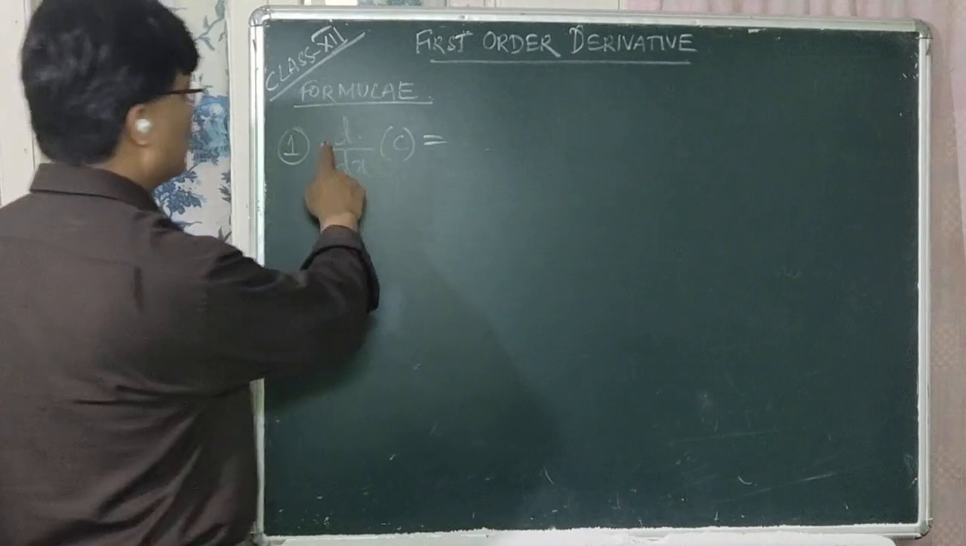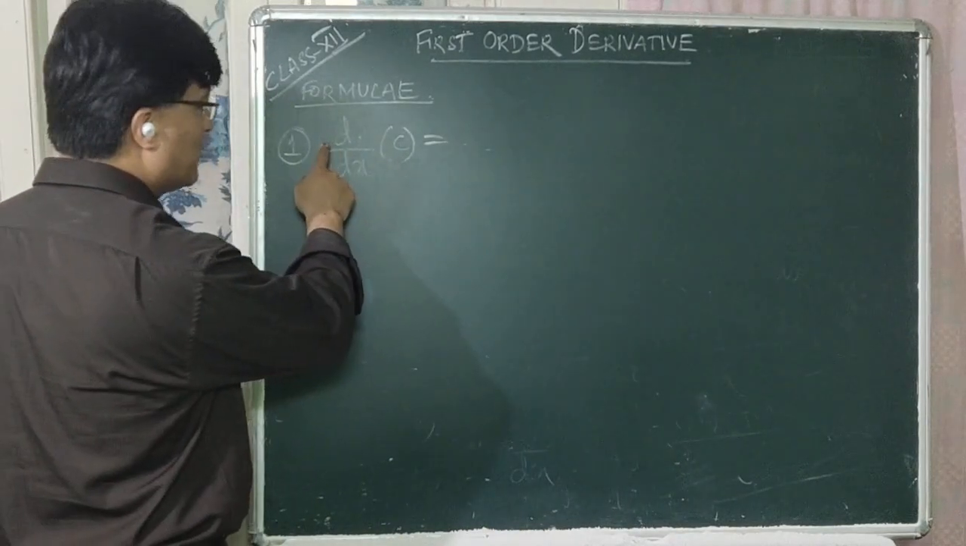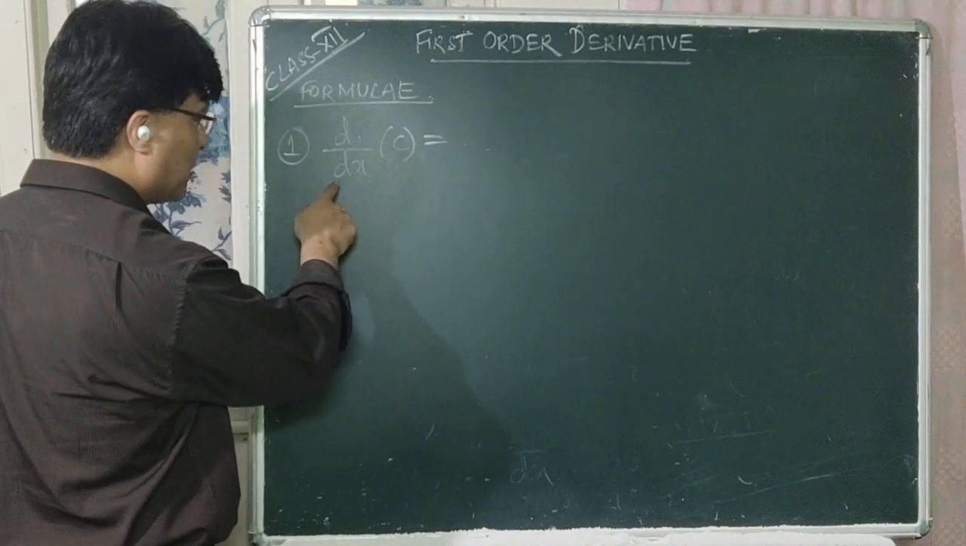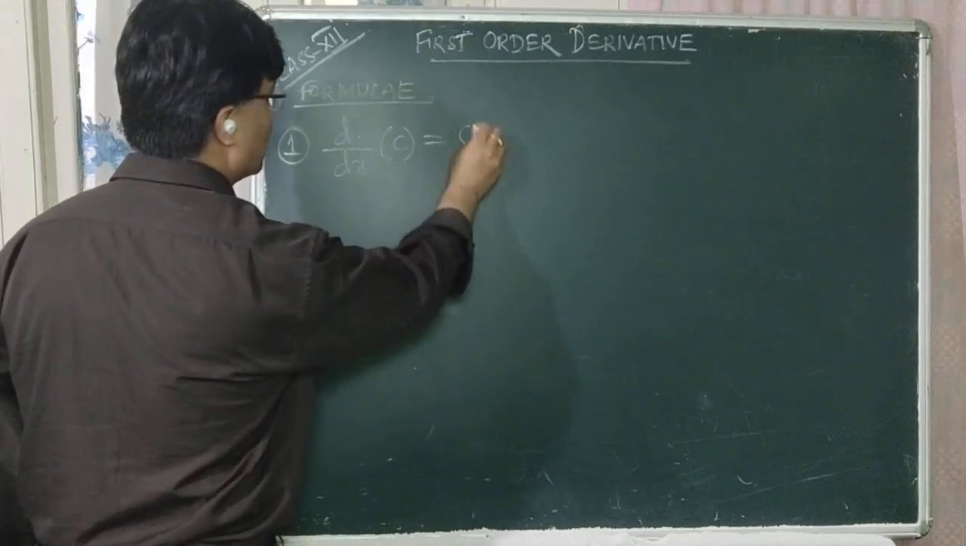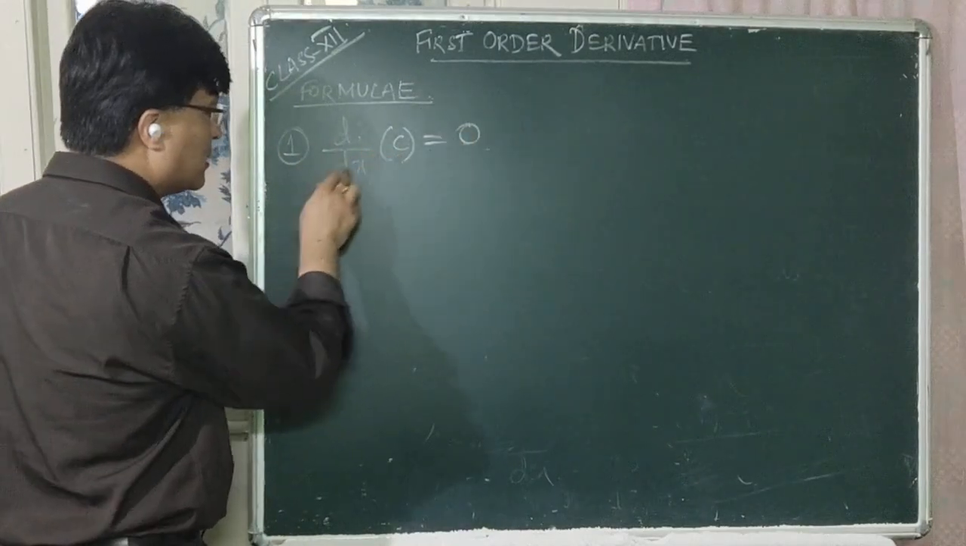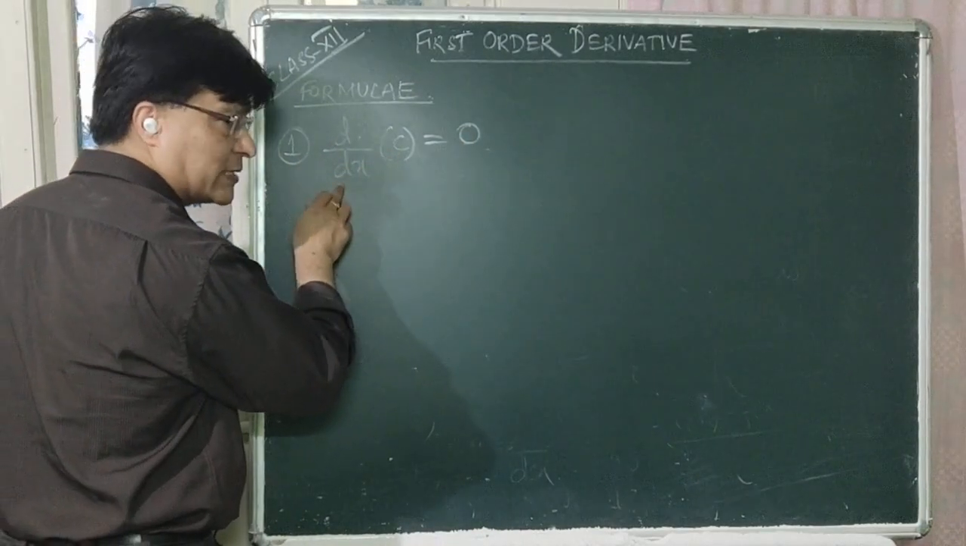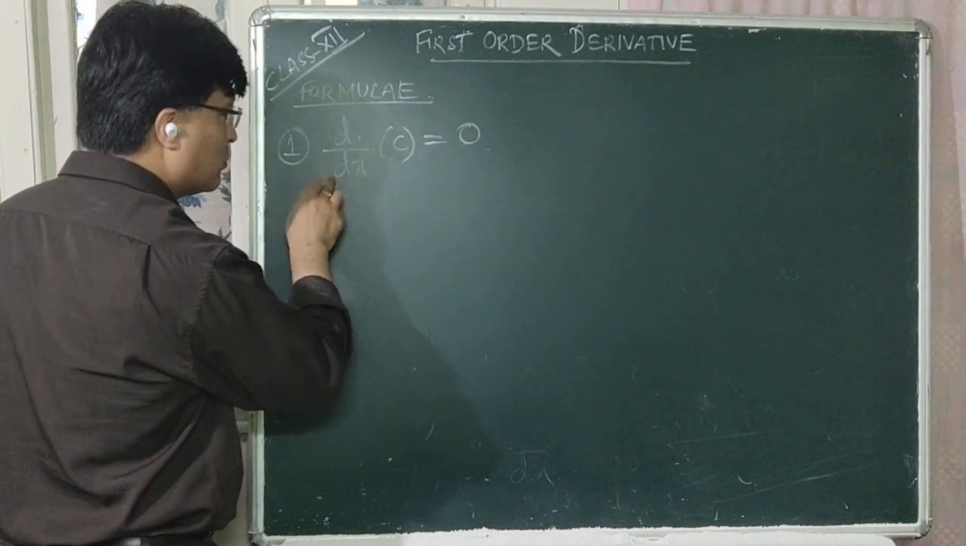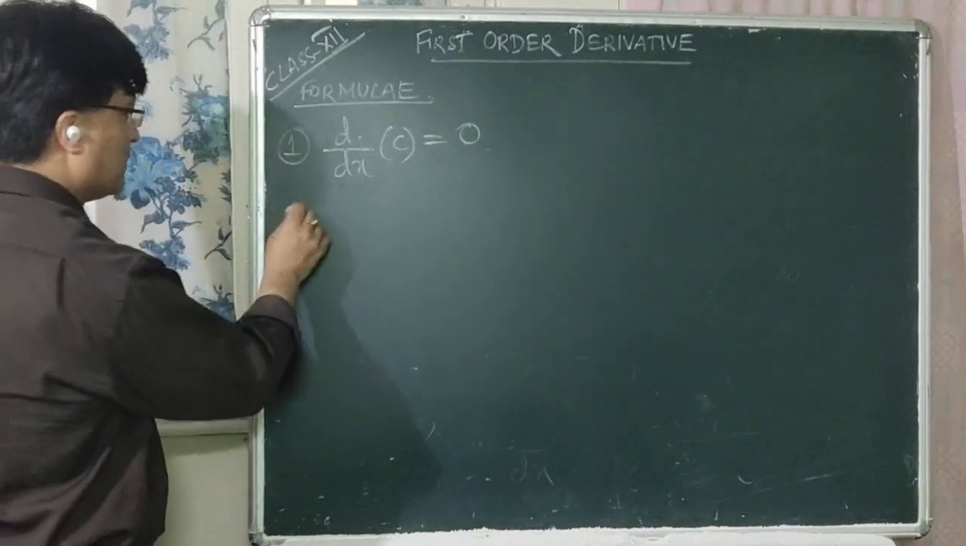What is the differentiation of? It is read as differentiation of constant. This is with respect to x, that is 0. Differentiation of constant, this dx means with respect to x. Differentiation of constant with respect to x is 0, right?